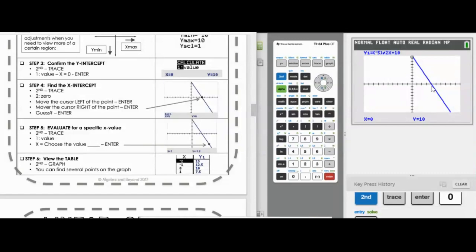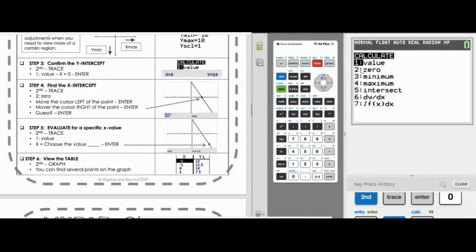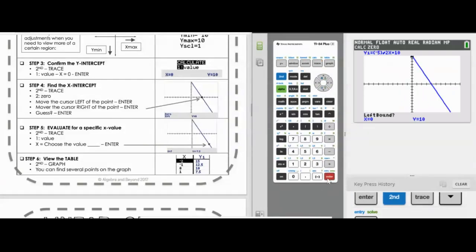In order to use the calculator to find the x-intercept, we have to remember that word, 0. We're going to use the second trace menu again. But this time, we'll go down to number 2, 0. It's going to give us some instructions about how to find this point.